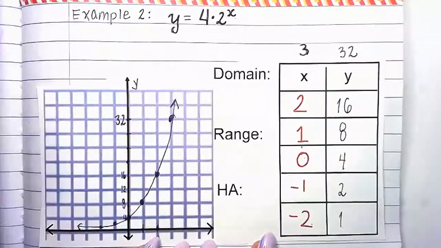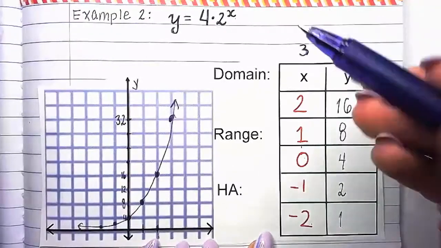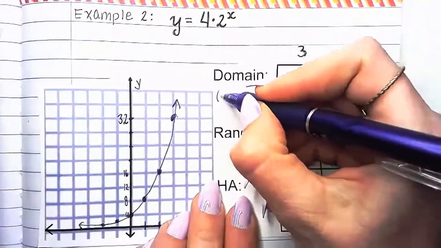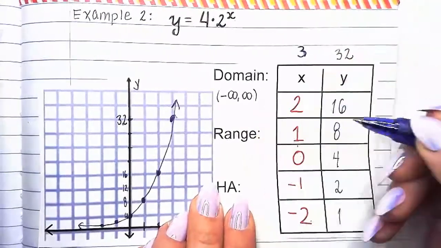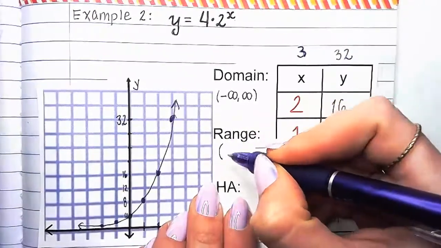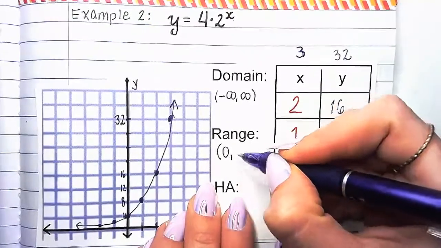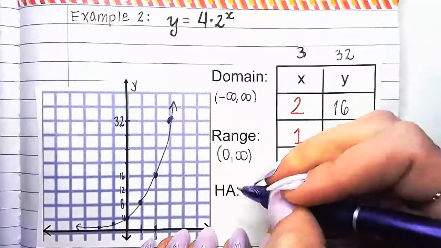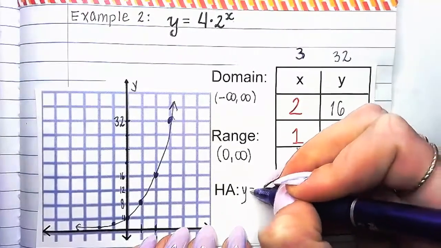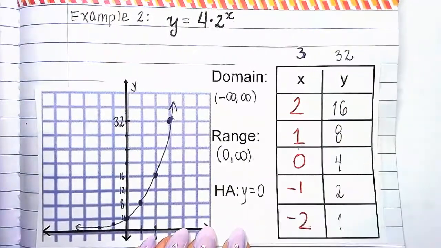Before we move on, let's do our domain and range. The domain for this exponential and all exponentials will be from negative infinity until infinity, and the range for all exponentials in this form will be from 0 until infinity, and the horizontal asymptote will be again y equals 0.